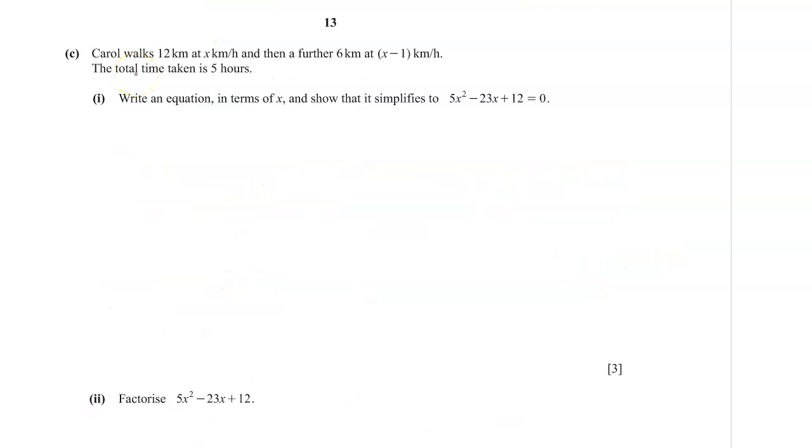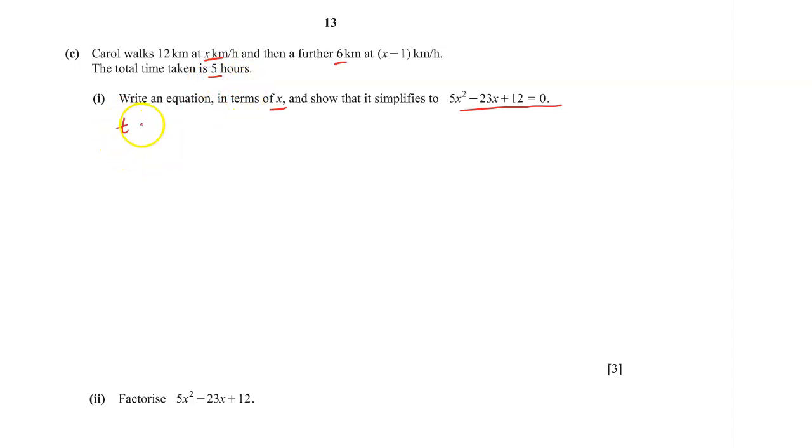c. Carol walks 12 kilometers at x kilometers per hour, and then a further 6 kilometers at x minus 1 kilometers per hour. Write an equation in terms of x and show that it simplifies to this. So total time taken is 5 hours.